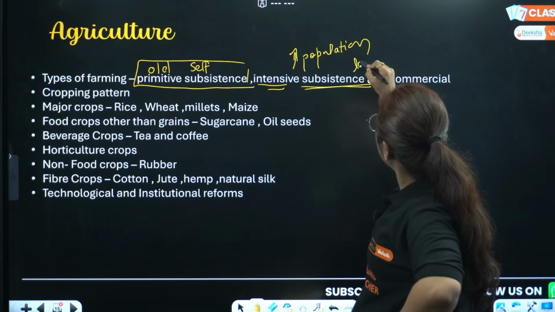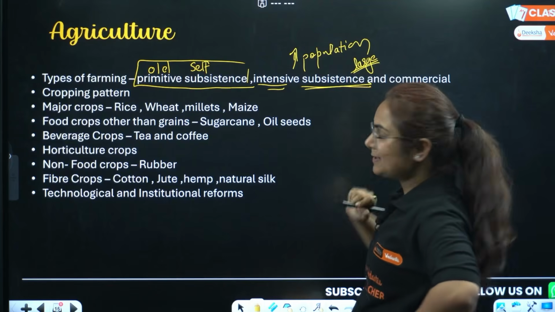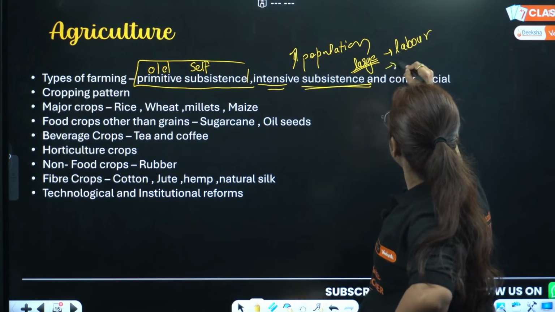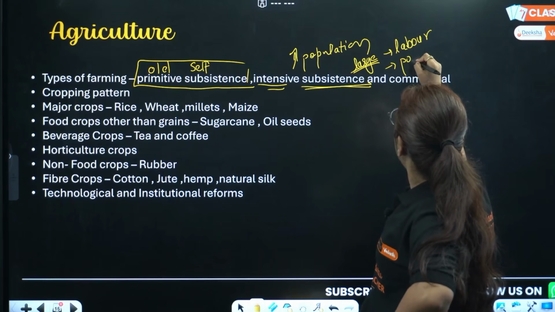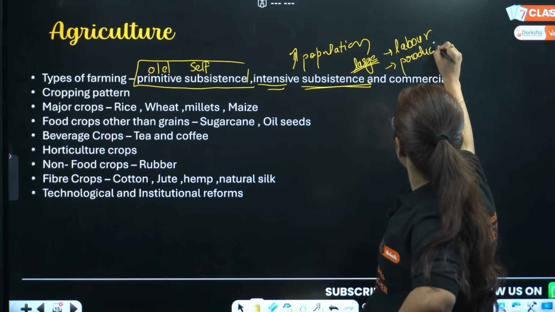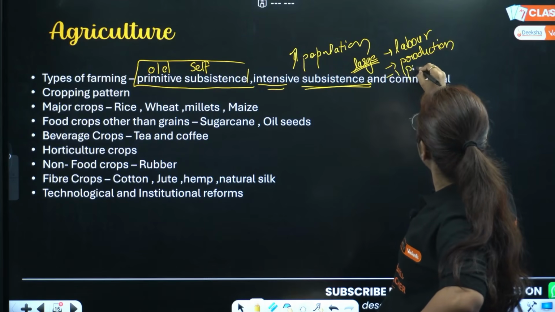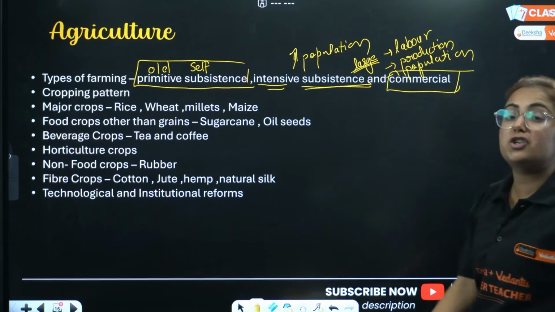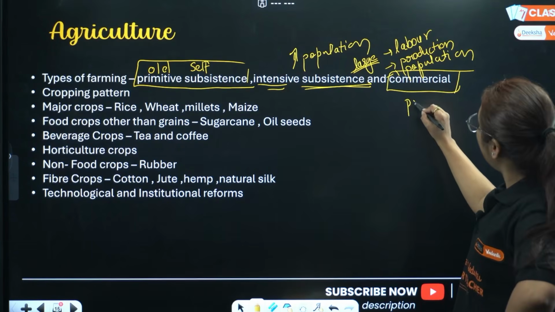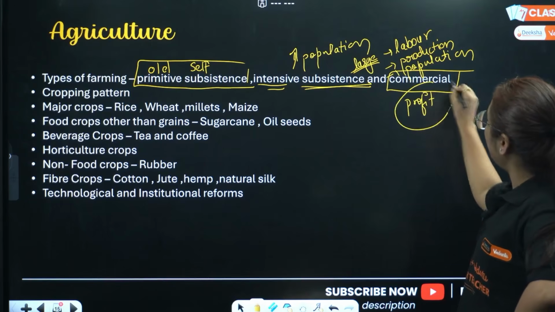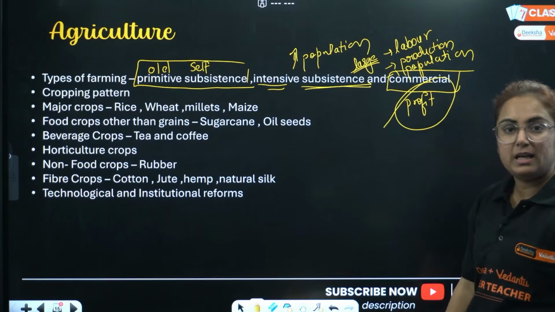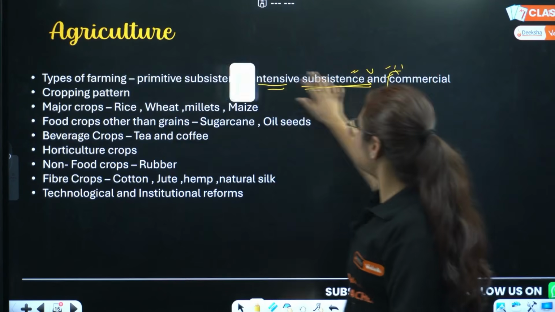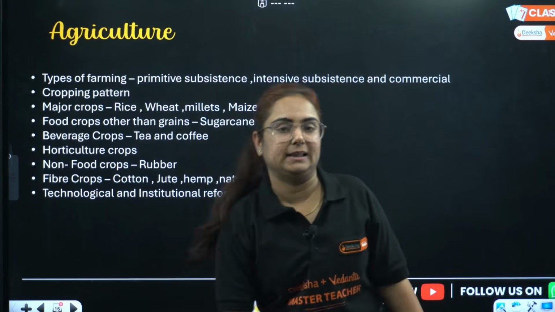Now this is done on large plots of land with more labor. Why? Because we need to increase the production or yield, because population pressure has increased. Third one is commercial type of farming, done for profit. Done for what? Profit. Paisa. Like tea plantation, coffee plantation, etc. So these are the types of farming.